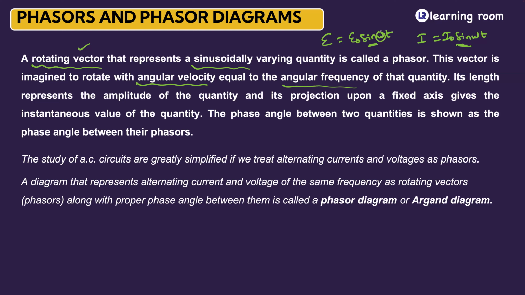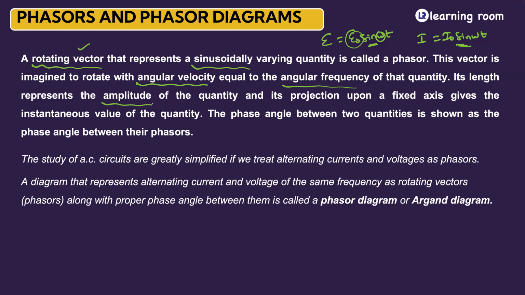Second, when I talk about a vector, for rotation, we have justified the speed. But when you talk about a vector, it has a magnitude associated, right? So its length is represented by which quantity? Because I have multiple quantities here. I have E, the instantaneous value. I have E naught. I have omega. So omega is going to help us understand with what speed it is rotating. But the length of this vector is taken to be the peak value. So E naught or I naught is going to be the length of this vector. So its length represents the amplitude of the quantity, and its projection upon the axis.